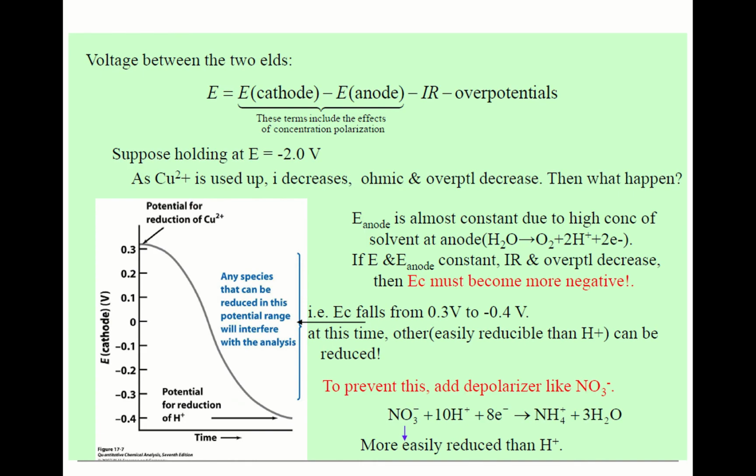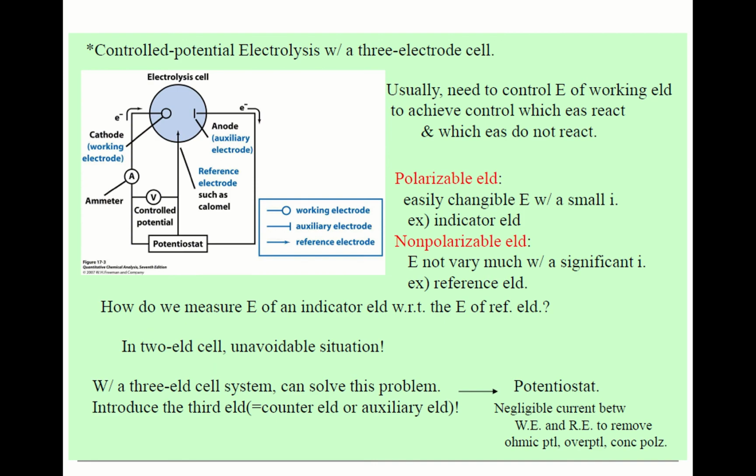Okay, yeah, we will consider this part later. We just simply follow the textbook. Controlled potential electrolysis, as the name indicates, means that you control the applied voltage with a three electrode cell. This is important, the three electrode cell.